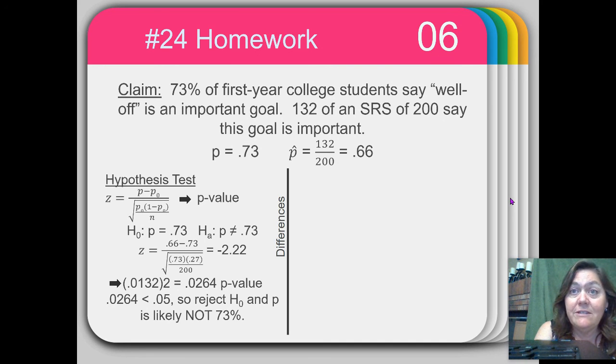This particular question is a two-tailed. It doesn't give you a direction, so we need to remember to multiply that p-value by 2, just like we did with all the other testing. Okay, if it's two-tailed, this p-value is only giving you one tail. You've got to times it by 2 because it's symmetrical. Okay, so you get 0.0264 is still less than 0.05, so we're going to be able to reject H0 and say that the true proportion that say well off is an important goal is not likely to be 73%.